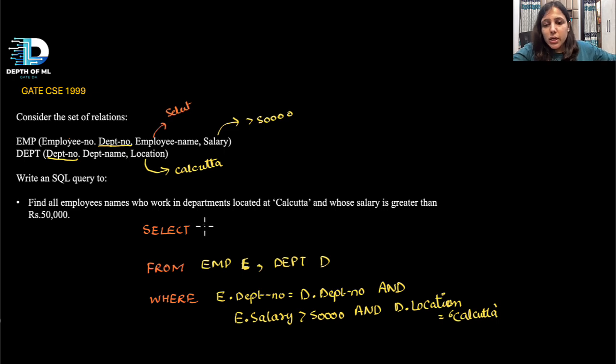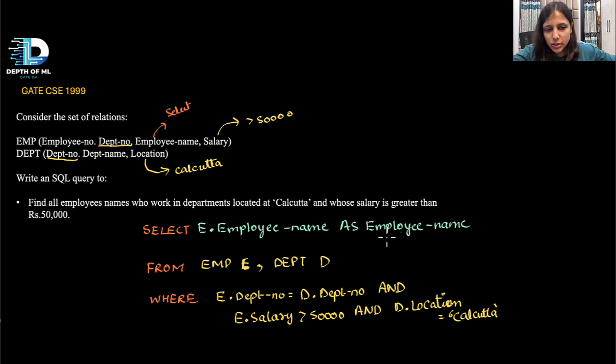So I'll say E dot, or I'll use a different color. So I'll use E dot employee name as employee name, right? Why am I renaming? Because if I do E dot employee name, it will come in the result table as E dot employee name. So I'm just saying the projection that you should do is employee hyphen name. Fine. Okay, so this is how the query looks like.